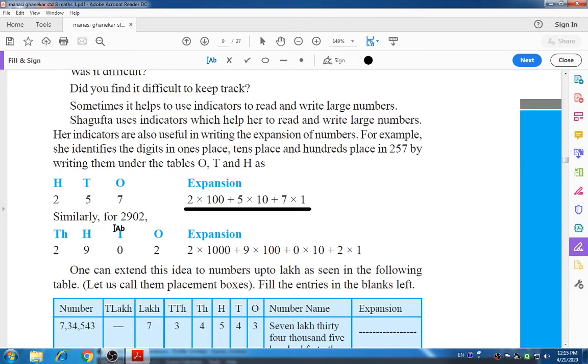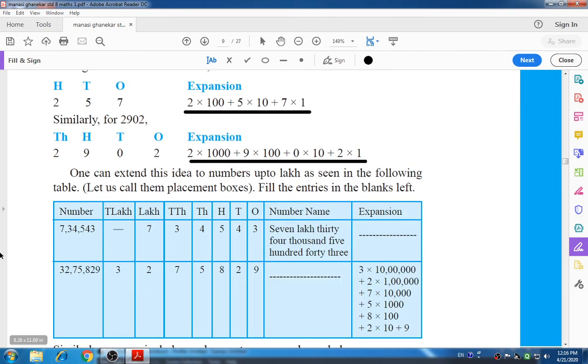Similarly for 2902, there are 4 digits. So I have to write here 4 digit places, that is ones, tens, hundreds and thousands. So the expansion of 2902 is 2 into 1000 plus 9 into 100 plus 0 into 10 plus 2 into 1. Look at here carefully. One can extend this idea to numbers up to lakh as in the following tables. Let us call them placement boxes. Now we are going to fill the entries in these blanks.